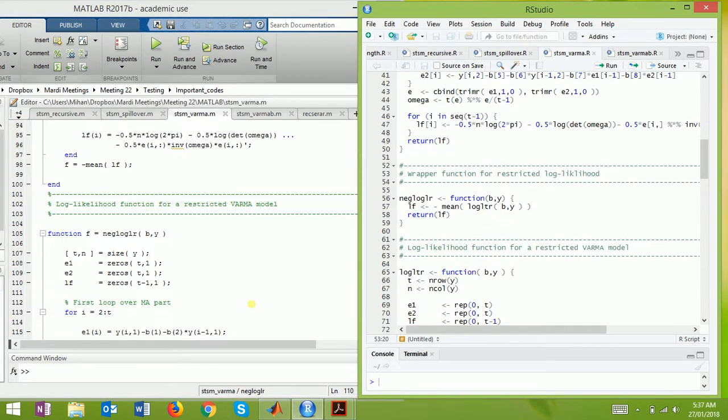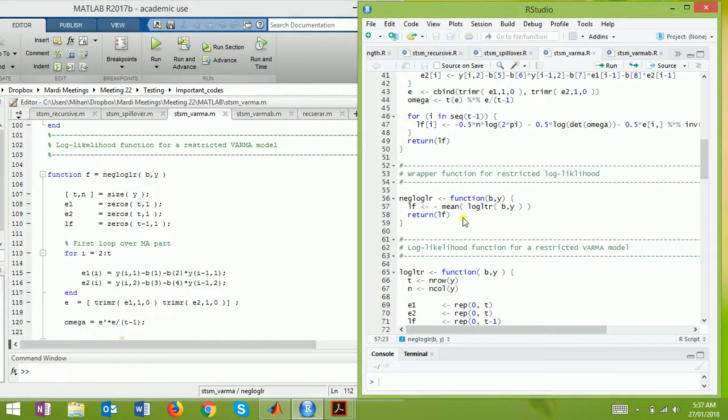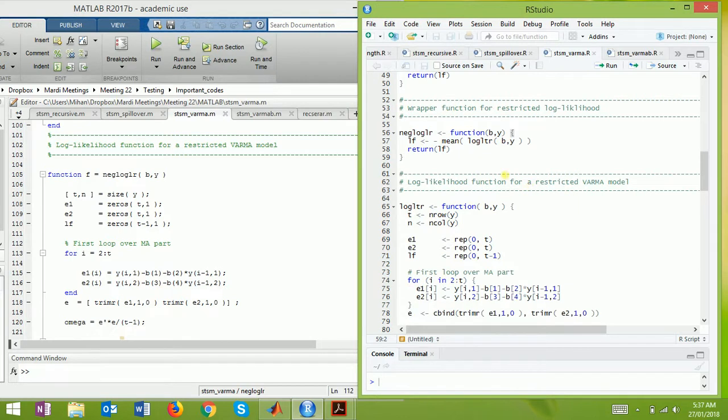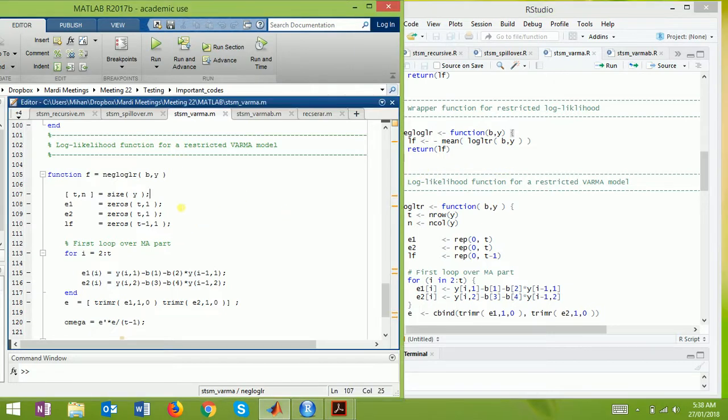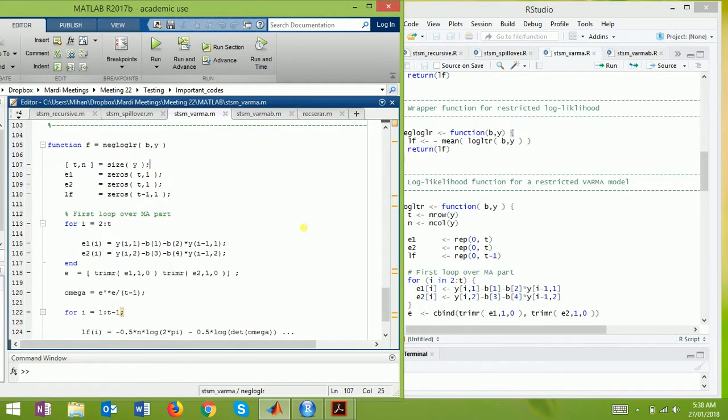What happens for a restricted log likelihood function? Again, I start with the wrapper function, starting with the restricted log likelihood function. Define the mean first, then E1 zeros, T1, T1, just like before.